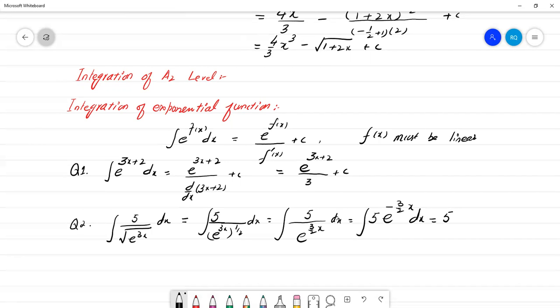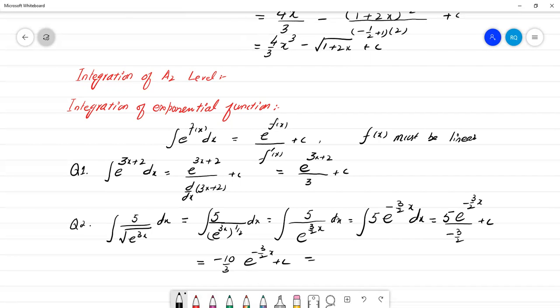The constant term will remain as it is, since the constant term is multiplying. So you have to write e raised to power minus 3 by 2x as it is, divided by the coefficient of x, the derivative of the power, the same thing, minus 3 by 2, plus c. So the final answer I will get is 5 divided by minus 3 by 2, which becomes minus 10 by 3. If I'm not wrong, please correct me if I'm wrong. e raised to power minus 3 by 2x plus c.